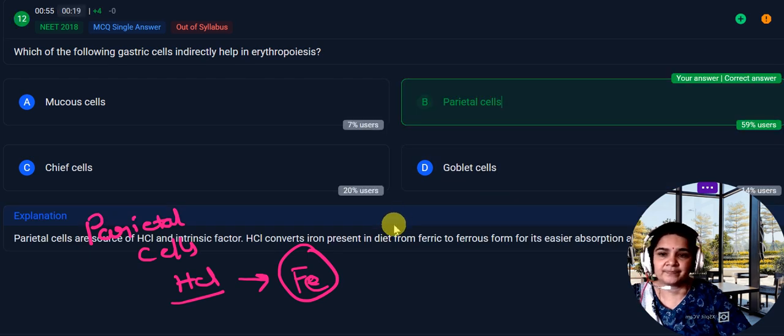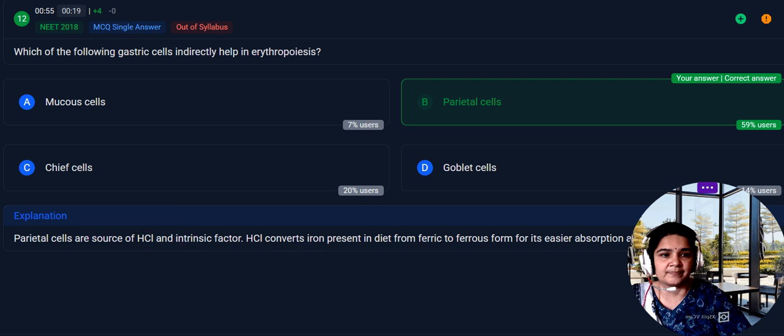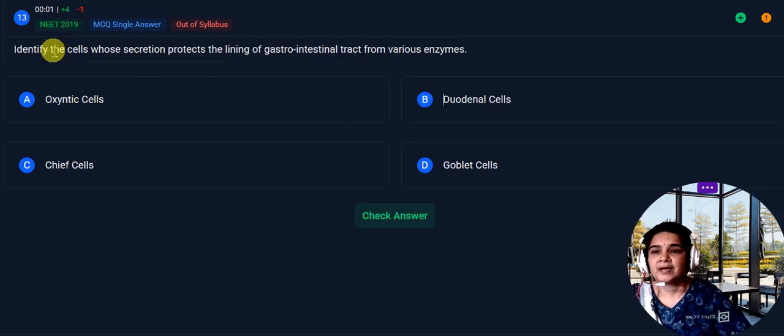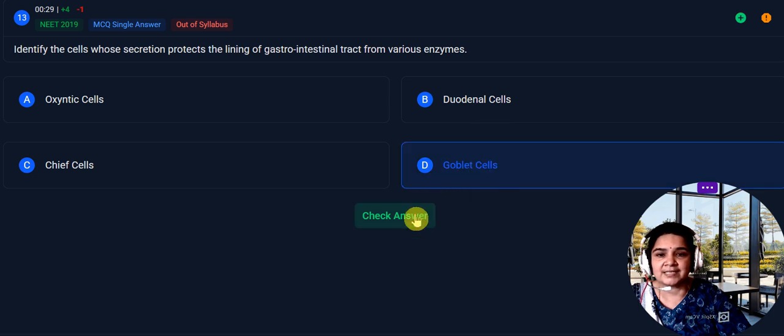Next. Identify the cells whose secretion protects the lining of the gastrointestinal tract from various enzymes. So, if you remember, it is mucus, which is secreted by the goblet cells. Goblet cells are necessary for the production of mucus. Mucus is a substance which protects the inner lining of various tracts. So it is goblet cells.